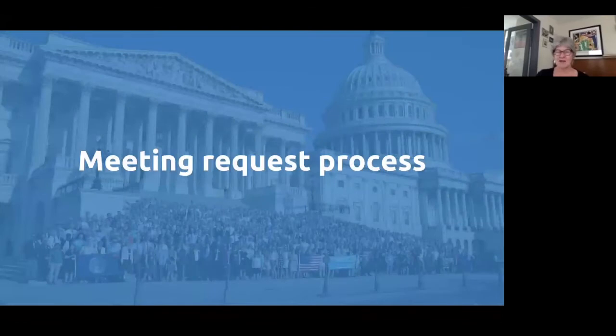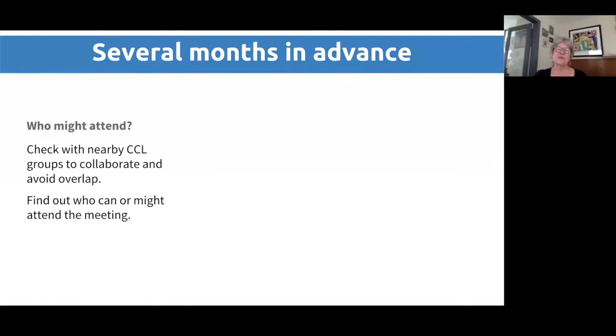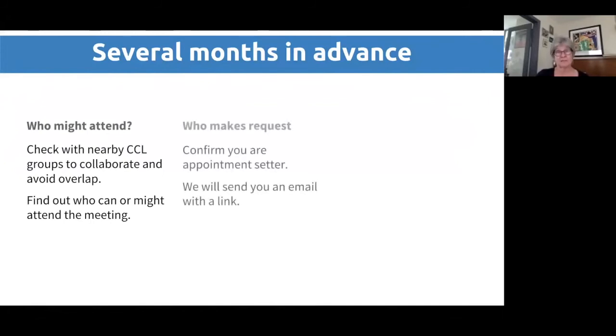Here's the request process. Several months in advance, we think it's great to do a little research with your chapter or neighboring chapters and find out who you think might be able to attend and who for sure can attend. You can't always figure this all out, but it's better to ask and have an idea than not. It'll help your request process. We want to confirm who can make the request. If you're going to be out of town or unavailable, then maybe you can suggest someone else. We'll send you an email and we'd like you to respond.